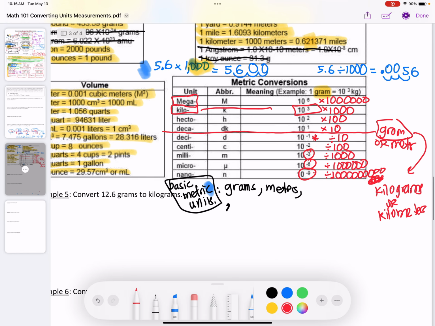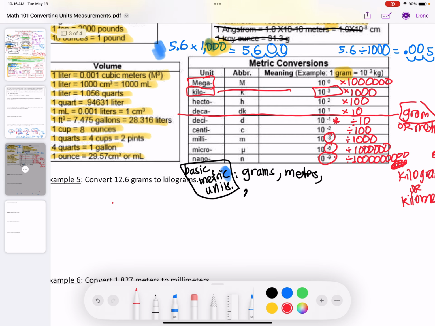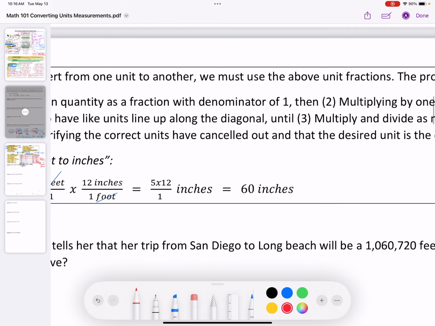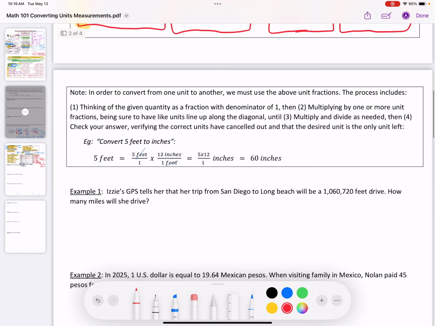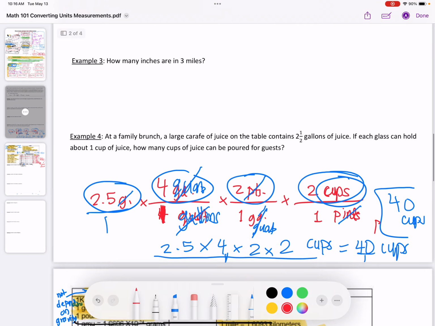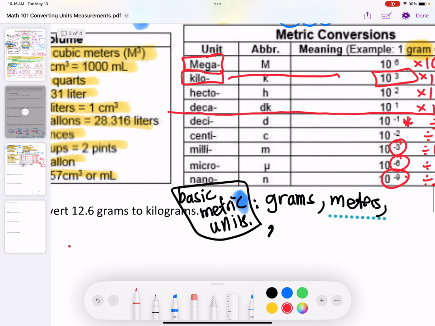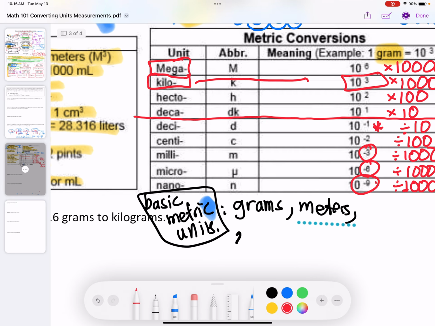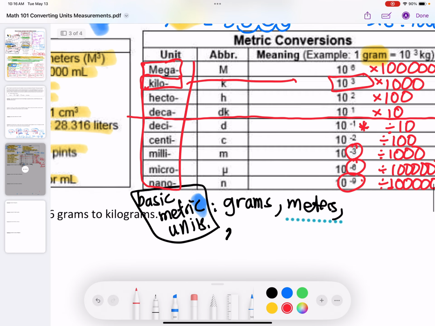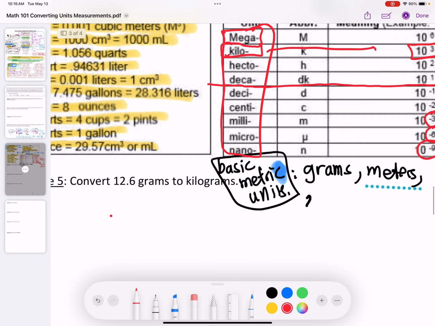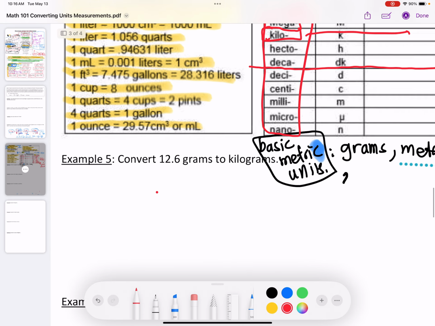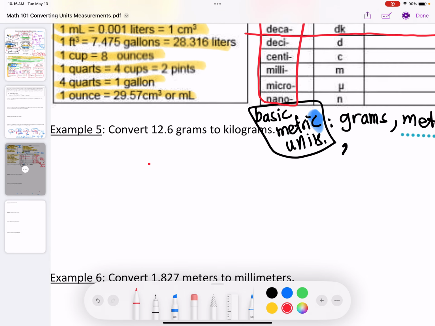So converting from one metric unit to another is very easy. You just have to know what number you're multiplying or dividing by. It's always 1 followed by some number of zeros. So people that use metric units in their country, so much easier. They probably memorize all these conversions. I don't have to memorize that there are 12 inches in 1 foot and all that crud. Anyway.